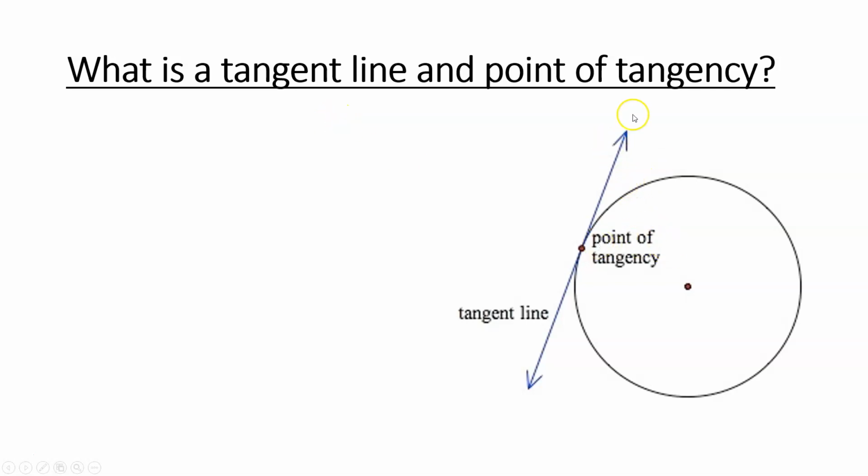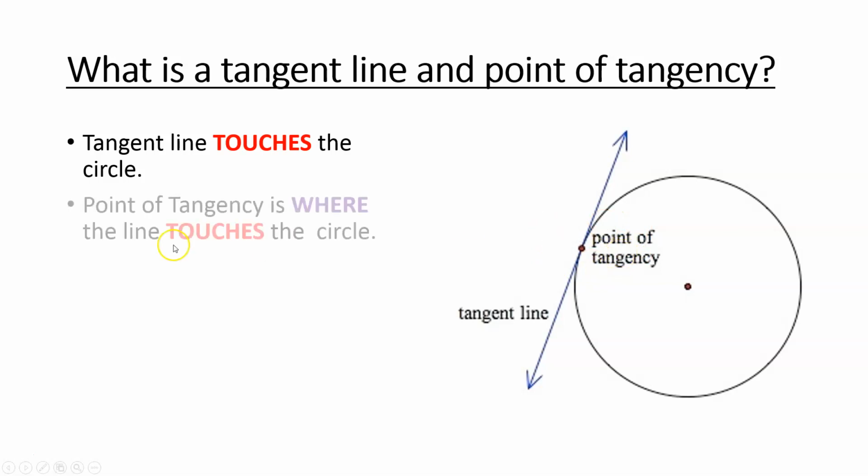So, you'll see that a tangent line is essentially a line that touches the circle. And the point of tangency is essentially where that line touches the circle. There's no real place on your packet for this, but please make a space, because essentially these are the two vocabulary words that we're going to be focusing mainly on in this lesson today. Point of tangency, where it touches; tangent line, the line that touches the circle.